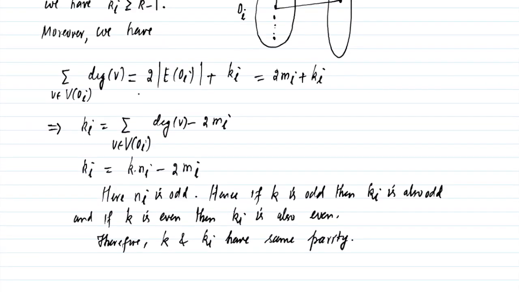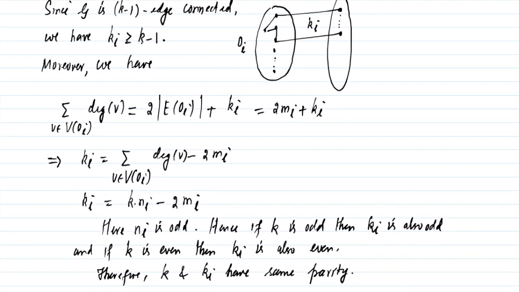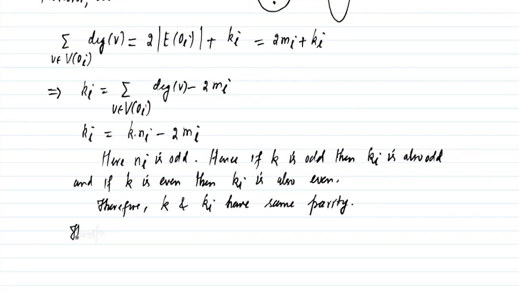Now we have the situation that ki and k have the same parity, and we have the inequality ki is greater than or equal to k minus 1. So therefore ki, when it is given to be greater than or equal to k minus 1, but k and ki have the same parity, therefore ki must be greater than or equal to k.